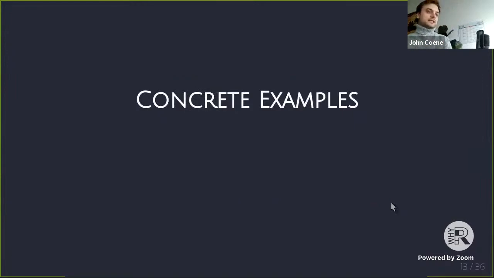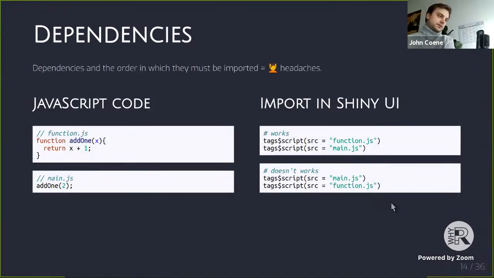So in a more concrete example, if I have two files, a JavaScript function file that has just a simple function and a main file that uses that function, when I import them in a Shiny UI or elsewhere, I have to make sure that I import them in the correct order. I have to import the functions first and then the main file. Otherwise, it won't work.